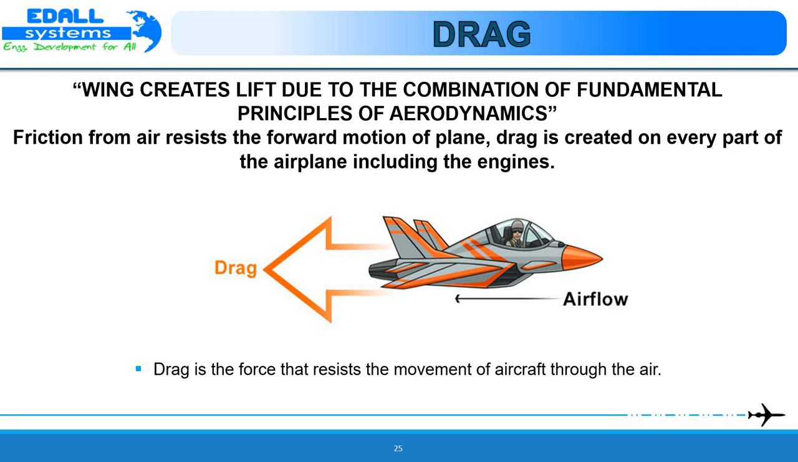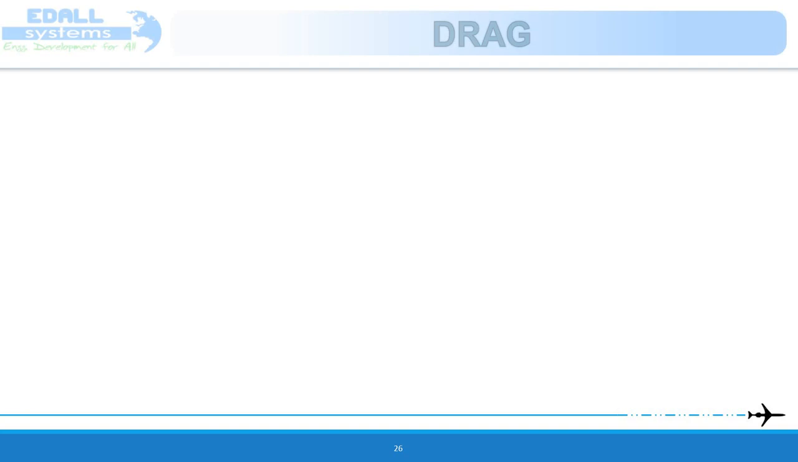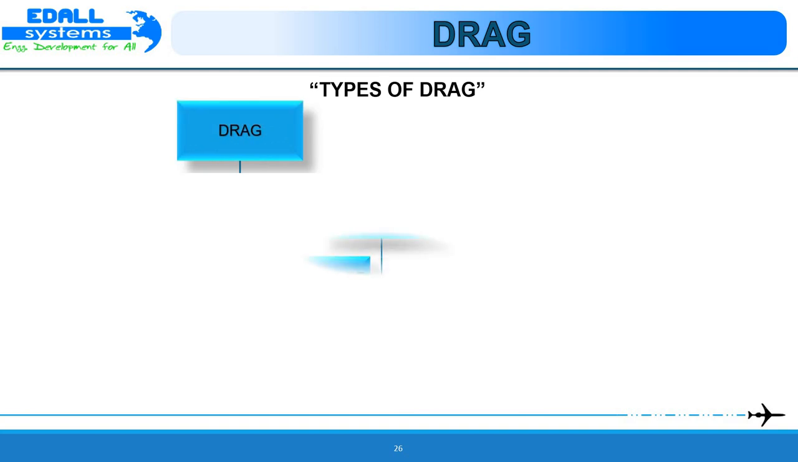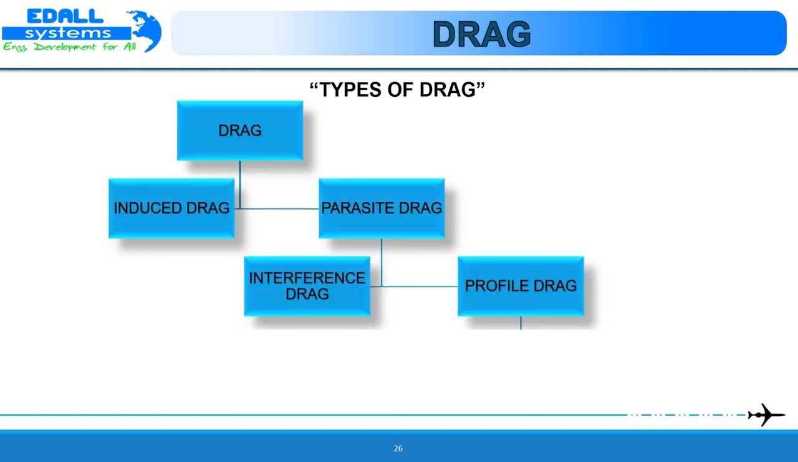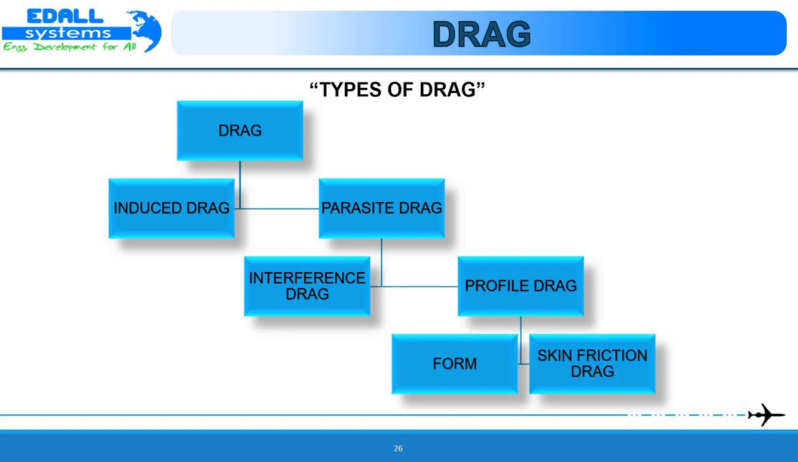Drag is a force that resists the movement of aircraft through air. Let us see the different classifications of drag. There are basically different types of drag. We have drag, which is classified into induced drag and parasitic drag, and parasitic drag is classified into interference drag and profile drag. And profile drag is classified into form drag and skin friction drag.